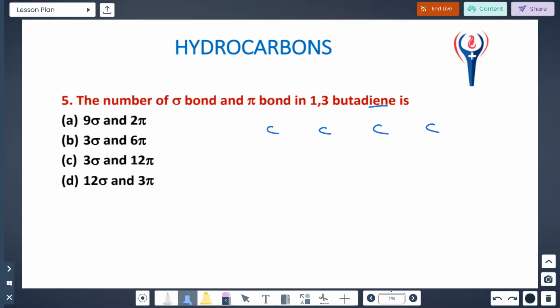Okay, in between 1 and 2, only 1. In between 3 and 4, only 3. Understood? In between 1 and 2, you put a double bond. In between 3 and 4, you put a double bond. Other place, you put a single bond. Understood? Now you can fill with hydrogen. How to fill up here? 2 hydrogen here, 1 hydrogen here, 1 hydrogen here, 2 hydrogen will come here, no? Understood?